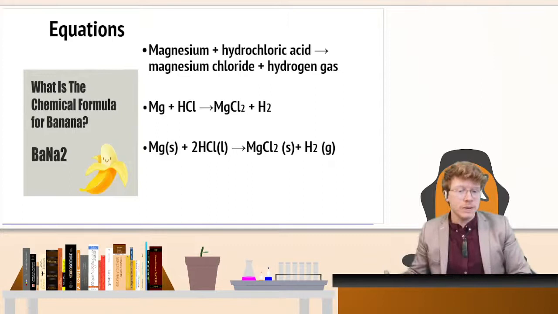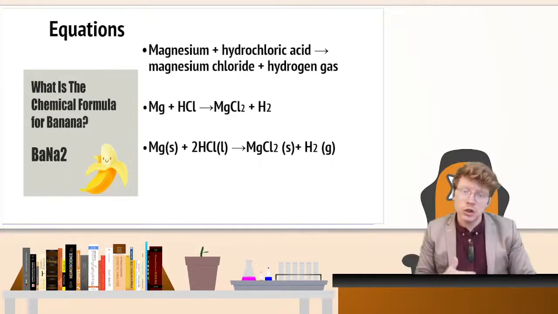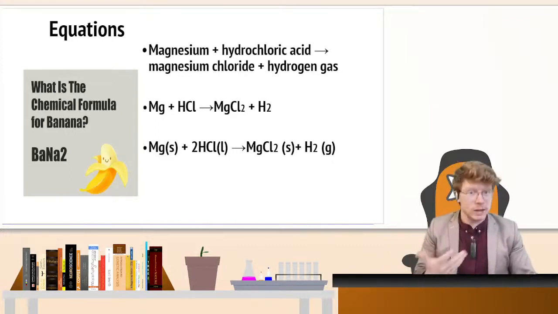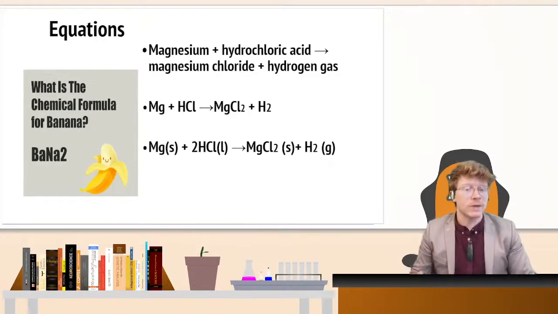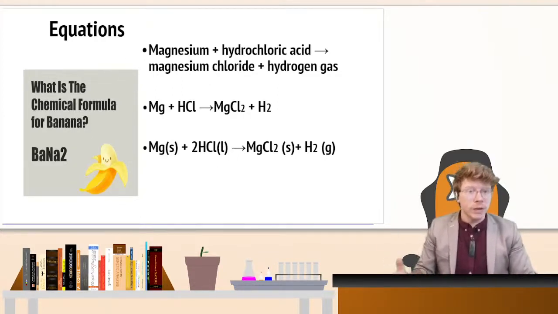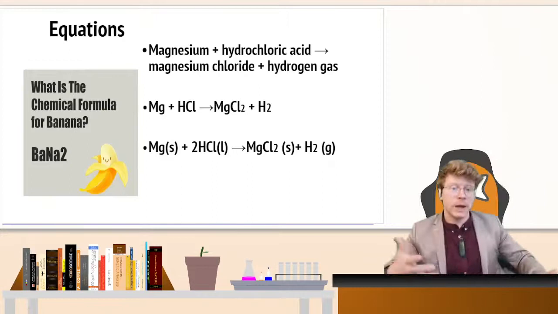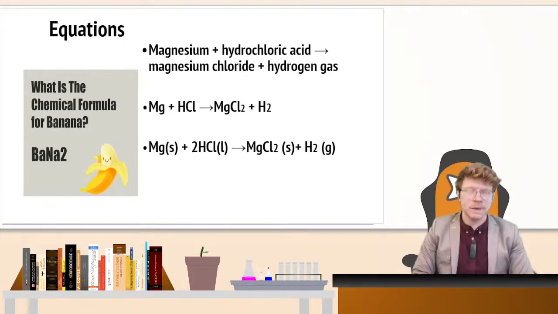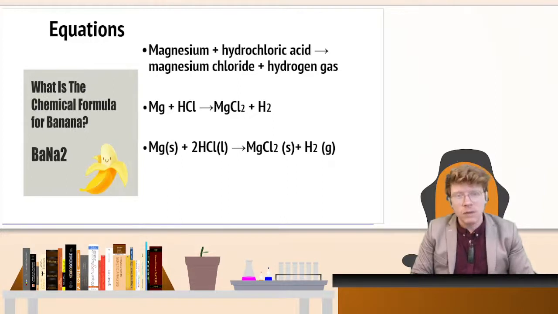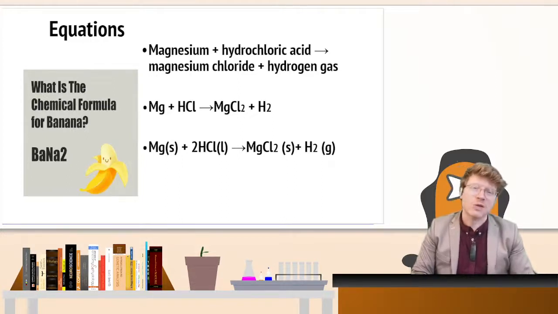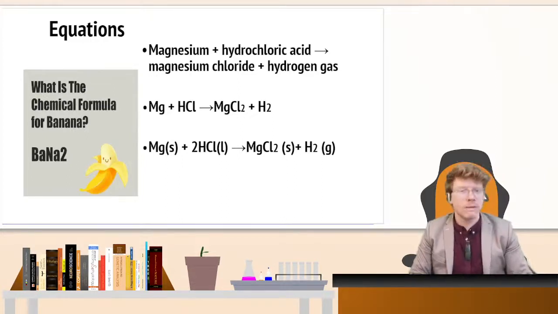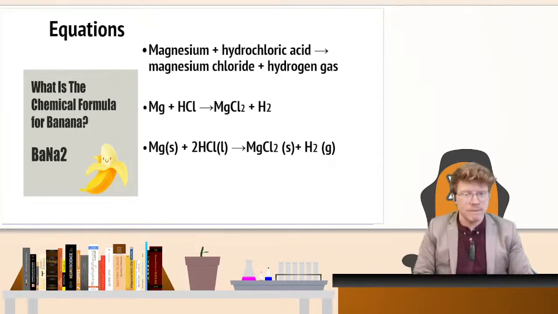That then forms MgCl2, right? And the reason we know it has to be Cl2 is because magnesium as an ion has a charge of 2+, and chlorine as an ion has a charge of 1-. So therefore we need 2 chlorines to balance our 1 magnesium. We then have hydrogen left over. Now hydrogen, when it turns into a gas, is always H2, right? So that forms H2, and that bubbles away.